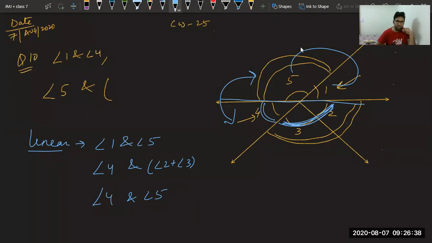Class, one more is left. Tell me fast. What is the last linear pair? One more is left. 1 and 3. It is 1 plus 2 and 3. So you can say angle 1 and angle 2 plus 3 combined is also a linear pair. I hope all of you got the concept of linear pair of angles and vertically opposite angles.